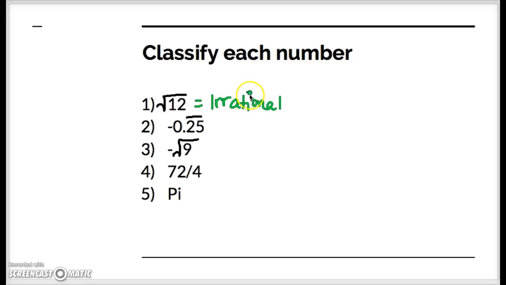Number 2, we have negative 0.25, but notice we have the repeating bar over the 25. So since it is a repeating decimal, this one would be rational. Okay, number 3, we have negative square root of 9. Well, the square root of 9 is 3, so this would be a negative 3. And it is an integer. You can write it as negative 3 over 1, so this would also be rational.